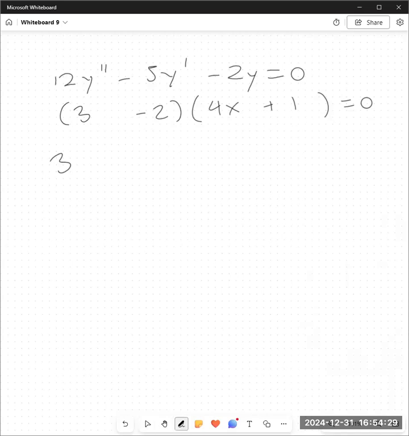I should have written my auxiliary equation here and didn't do so. Sorry that I skipped a step for you.